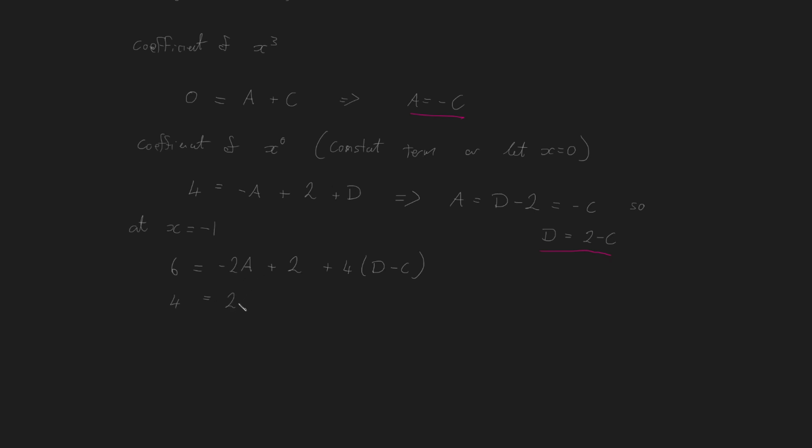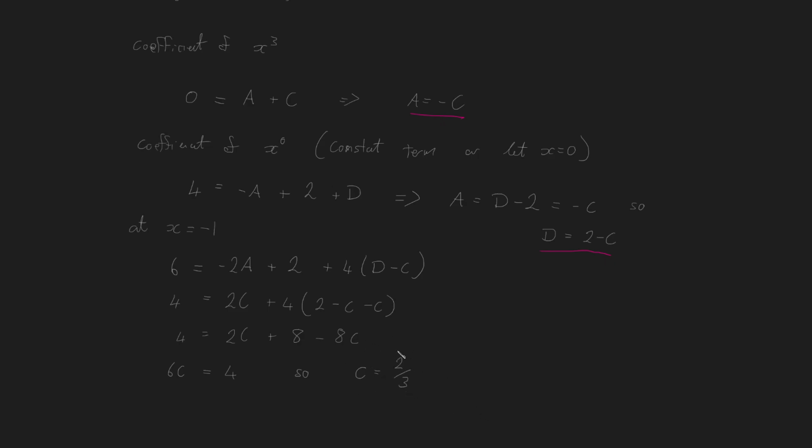Minus 2a, well, if a is minus c, that's 2c. And plus 4 times, if d is 2 minus c, then that's 2 minus c minus c. And so now I have a linear expression involving only one unknown. 4 is equal to, I'll just multiply this out, that's 8. So that's minus 2c times 4, so that's minus 8c. So rearranging, we'll have 6c is equal to 4, and so c is equal to 2 over 3.